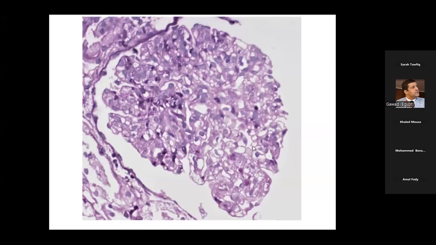This light microscopic picture is not labeled. So I would like to hear your impression about this picture. Is it empty or occluded? Is it a normal or occluded capillary lumen? Please answer in the chat box.